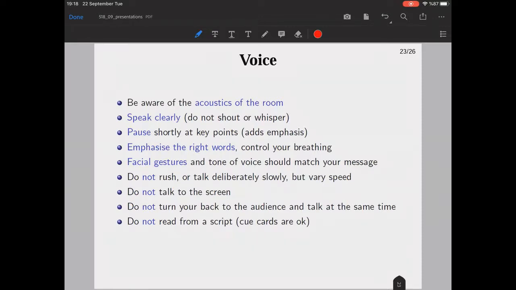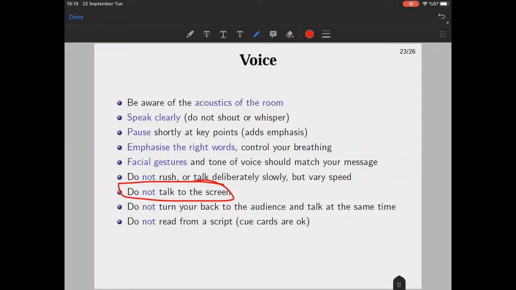And do not talk to the screen. I sometimes make this mistake. It's rude. And do not, again, this one is rude, turn your back to the audience and talk at the same time, because they will have trouble hearing and understanding you as well. And do not read from a script, okay? Cue cards are okay. Short, brief ones are okay, but it is better if you do not read everything from a script, of course. Our students do this often.